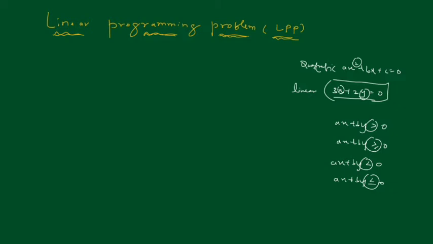Before starting, let's see some basic definitions about linear programming problem. So what is a linear programming problem? Let's see first the name. Here linear means the highest degree is 1. Programming is a method of determining a particular program. You already know what a problem is. So let's see the first definition: what is LPP?